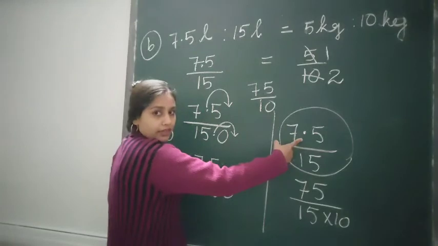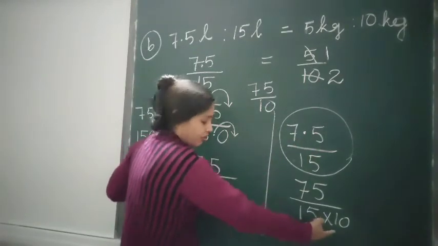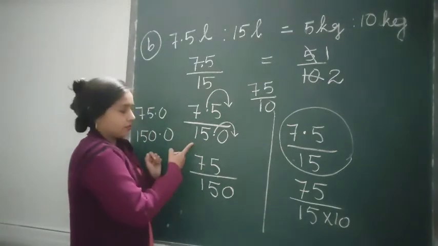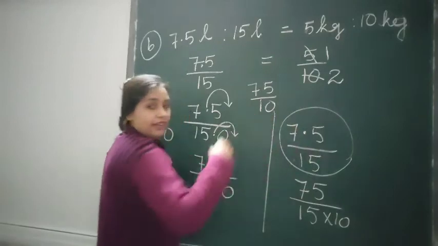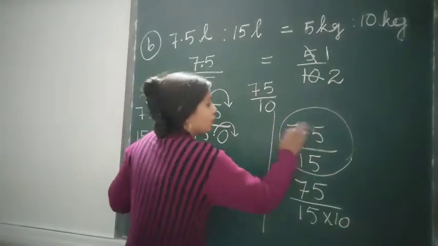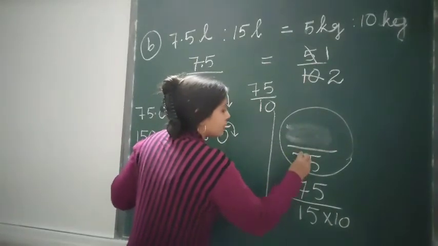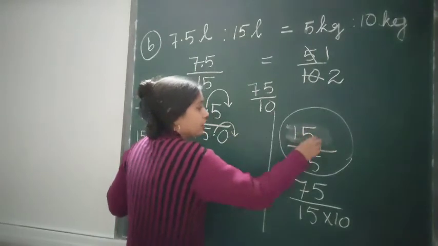That the 10 is of this decimal. 15 into 10 gives us 150. Here, same answer. Okay? Similarly, if any denominator is having a decimal, suppose 7.5 is in the denominator and 15 is in the numerator.